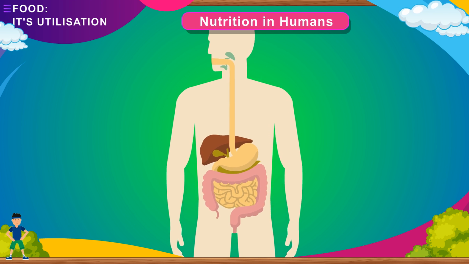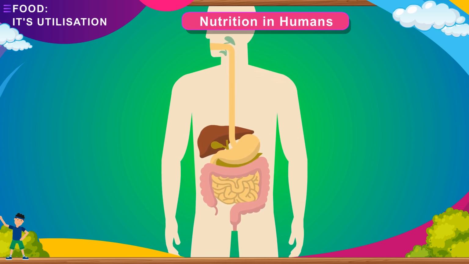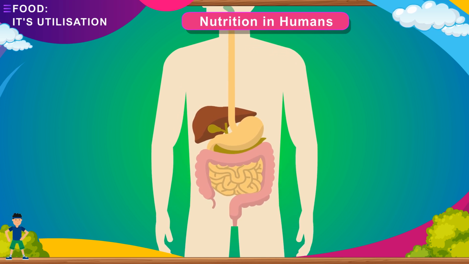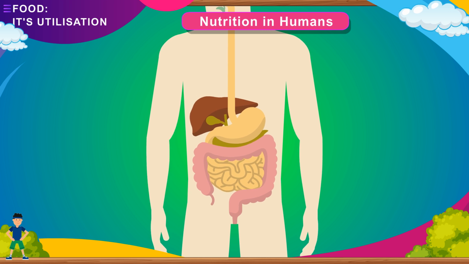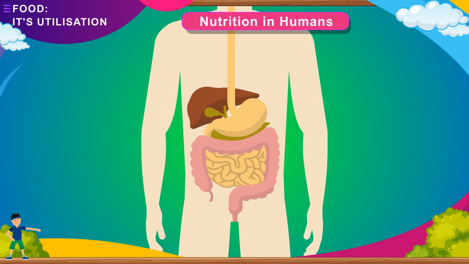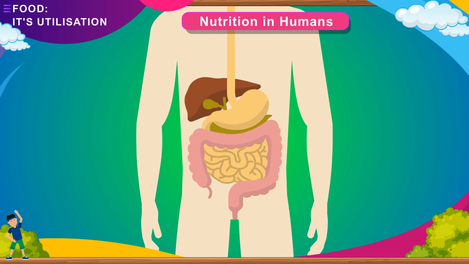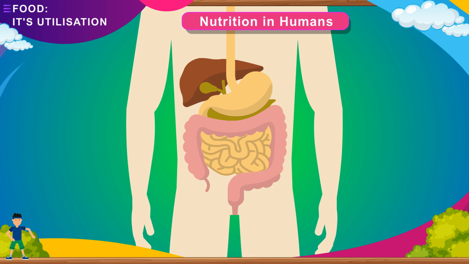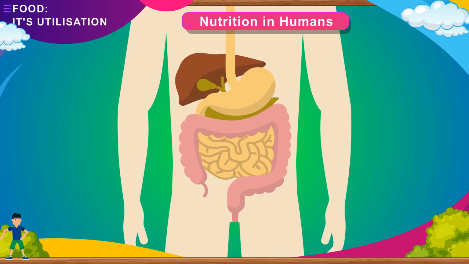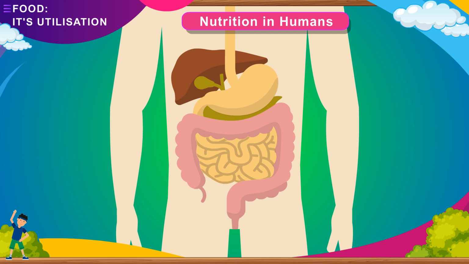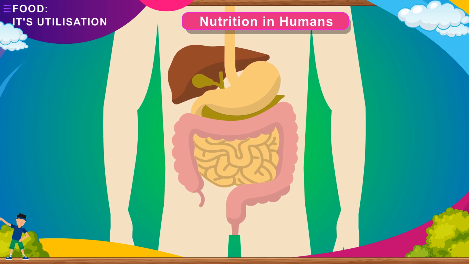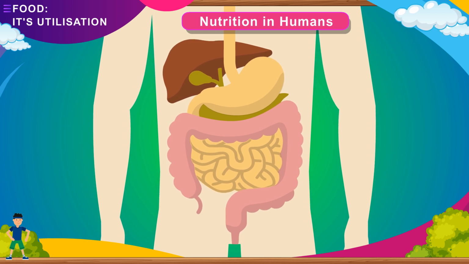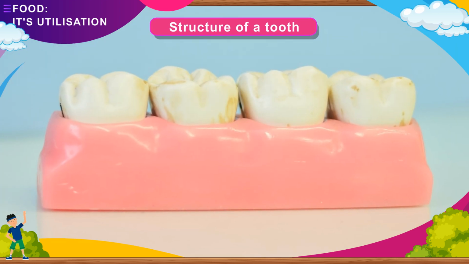Nutrition in humans. The Holozoic mode of nutrition is accomplished by a well-developed organ system called the digestive system. The human digestive system begins from the mouth and ends at the anus. Connecting the two ends is the digestive canal, also called the alimentary canal. This is supported by a number of organs along its passage, such as the salivary glands connected to the mouth, the liver and pancreas connected to the upper end of the small intestine.